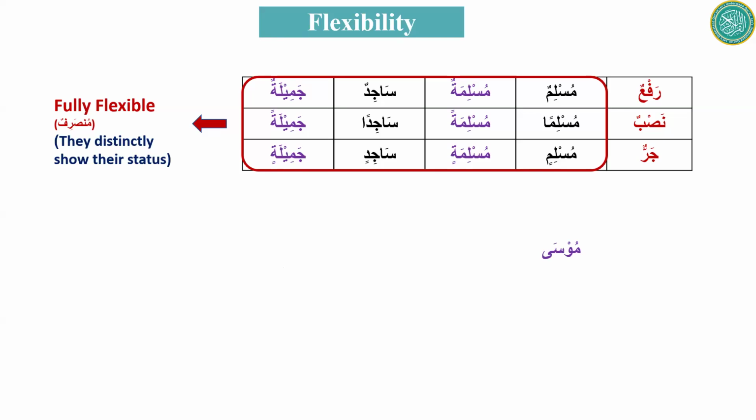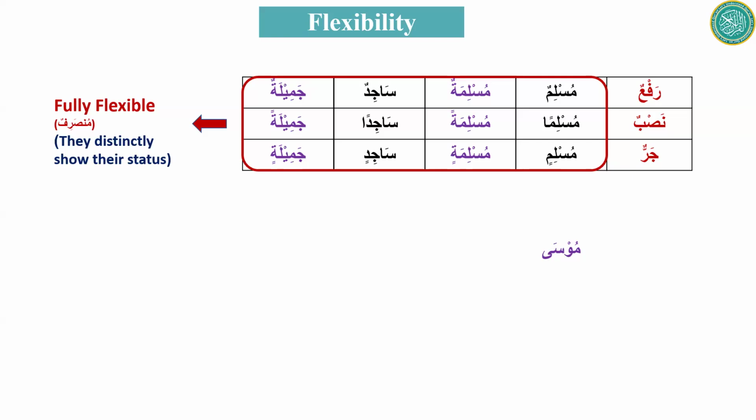I think it's all three statuses. It doesn't change. So if I say it is Rafa, it is correct? Yes. If I say it is Nasab, how about that? Also correct. How about if I say it is Jar? Also correct. Because I cannot say Musu, Musa, Musi. No. Musa is always Musa. Right, brother Taimur? Yes, Musa does not change.